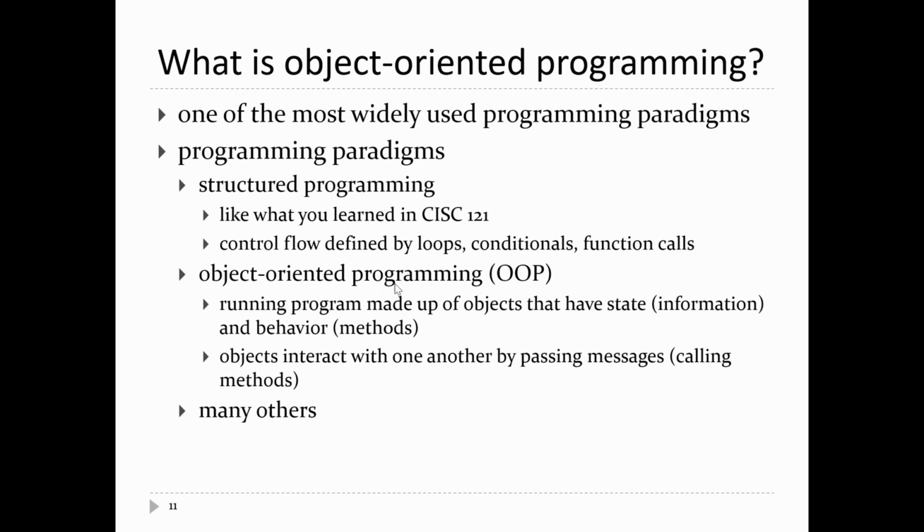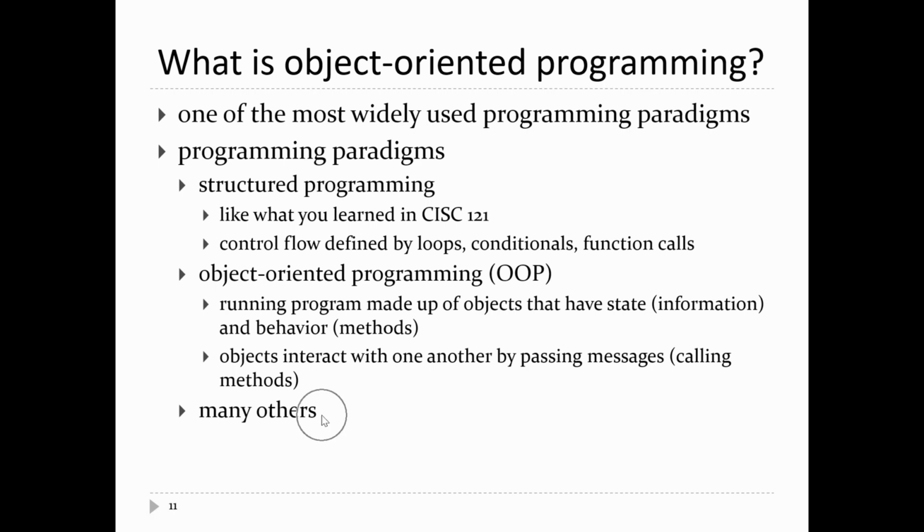In object-oriented programming, your program is made up of these things called objects, and the objects themselves carry the data in your program. So they have what's called state or information. And they have behavior, so they have methods. So you ask objects to do things for you when you write an object-oriented program. So your objects interact with one another by passing messages to one another. In other words, you can think of your objects as talking to one another. The way that they talk to one another is that they just call methods or functions belonging to the objects.